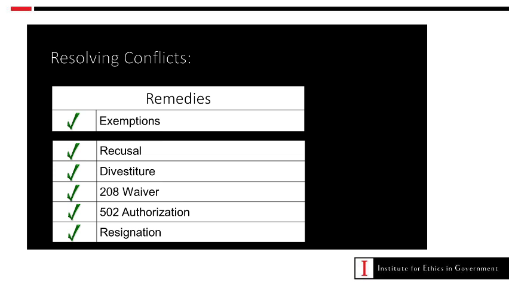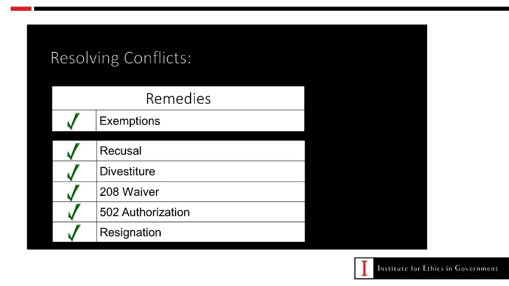And if the answer is the recusal is not going to work, it's keeping her out of work that she really needs to be doing for us, we can look for something else. And that may be divestiture. We ask our filer to sell Tyson food stock. You say, you know what, you need to get rid of this so you can do your job.